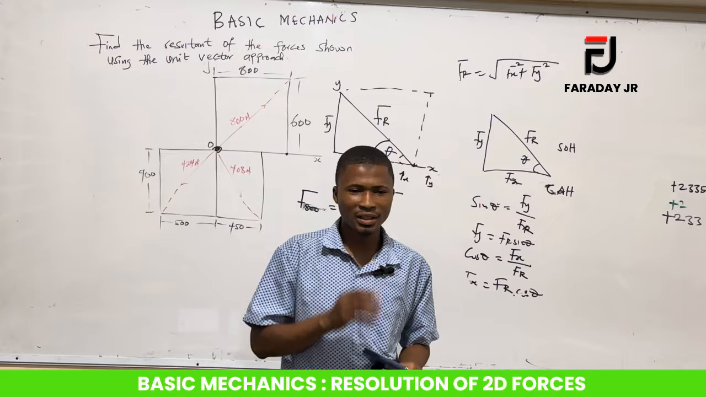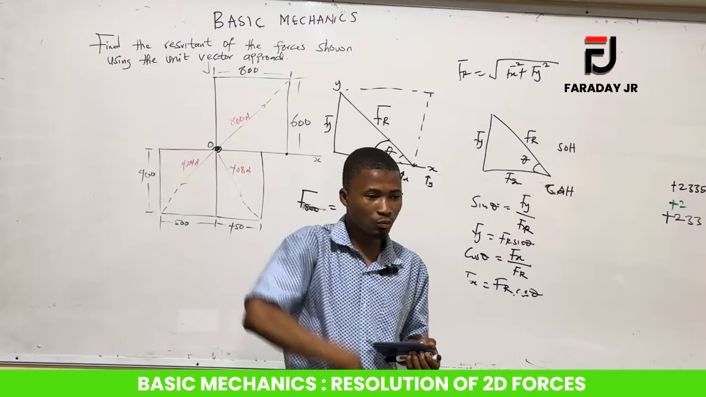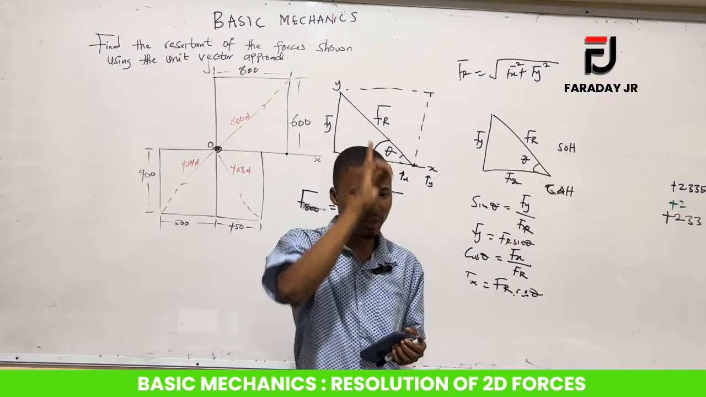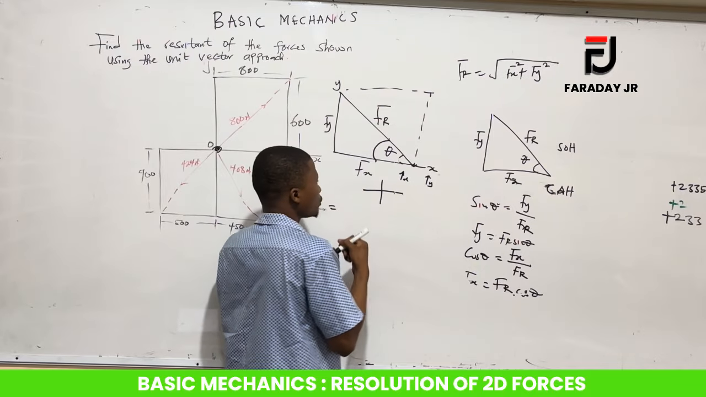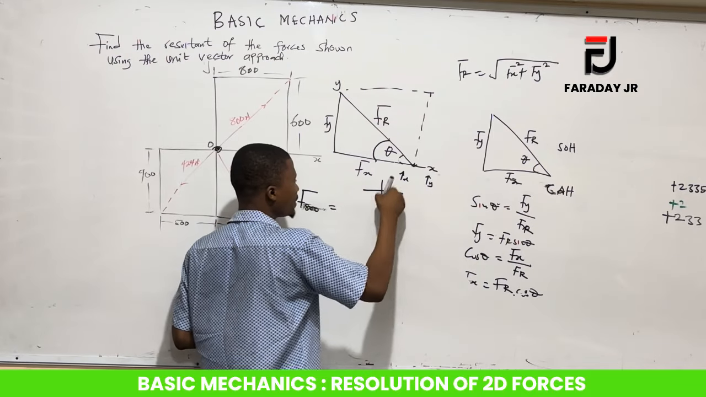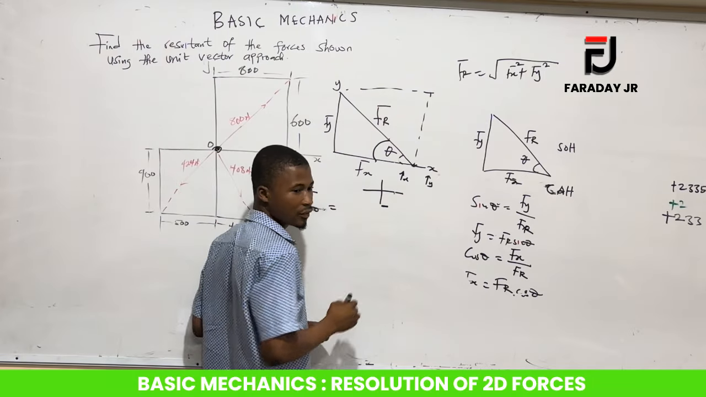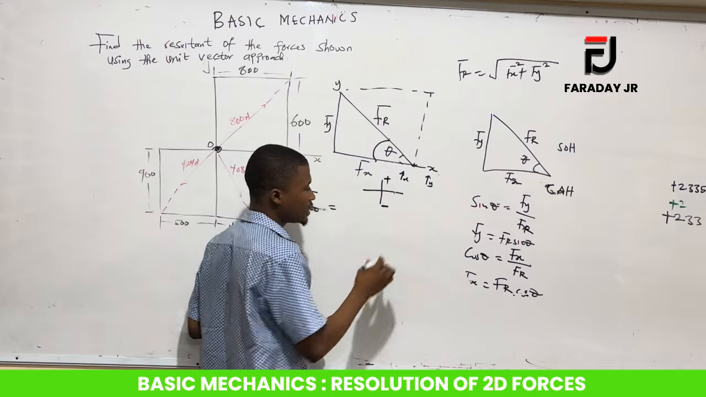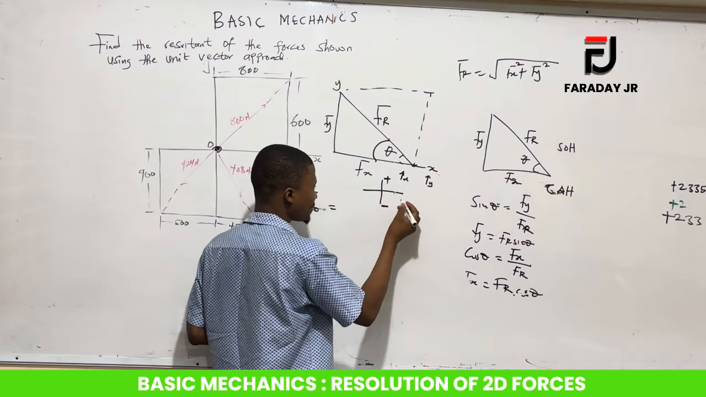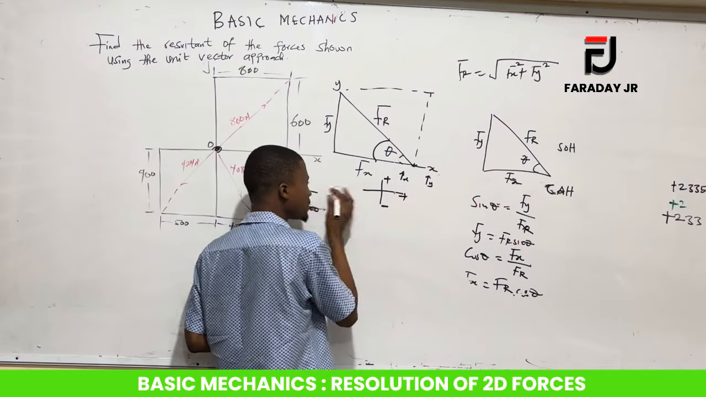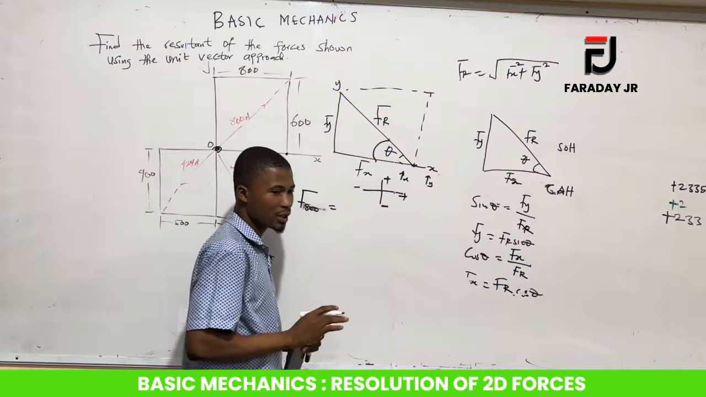Also, in terms of the y, if it is moving down, it is negative. And if it is moving up, it is positive. So we can have our cardinal points and say that if it is moving down, it is negative. If it is moving up, it's positive. And if it is moving here, it is positive. And if it is moving here, it is negative. Once you get this, you are done.